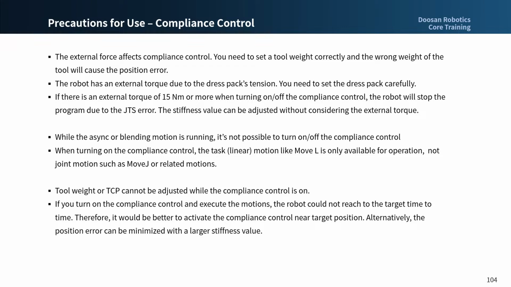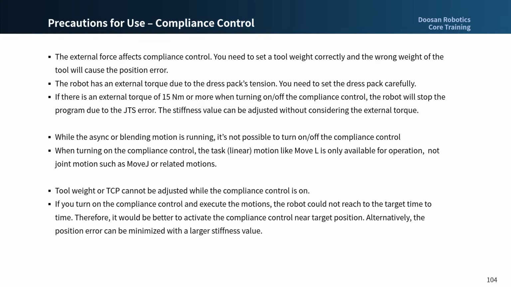So when installing the dress pack or other harness, please make sure to install it with the full extent. And if there is an external torque of 15 Newton or more, the robot will stop the program due to the joint torque sensor error. So you can change its stiffness regardless of external torque.